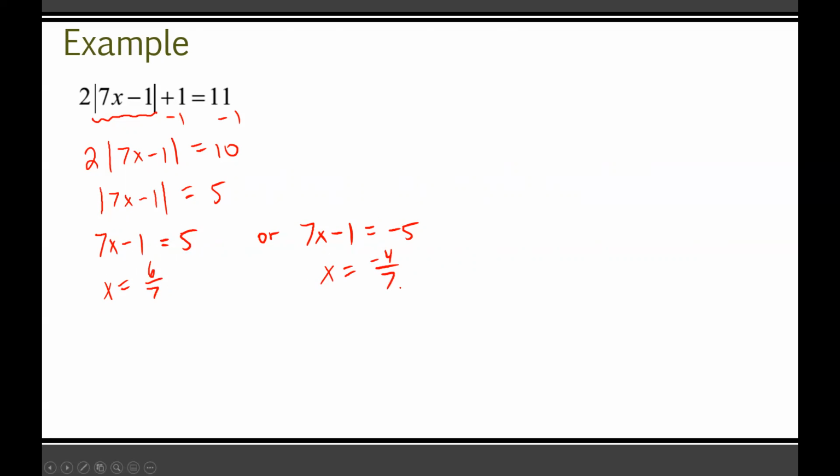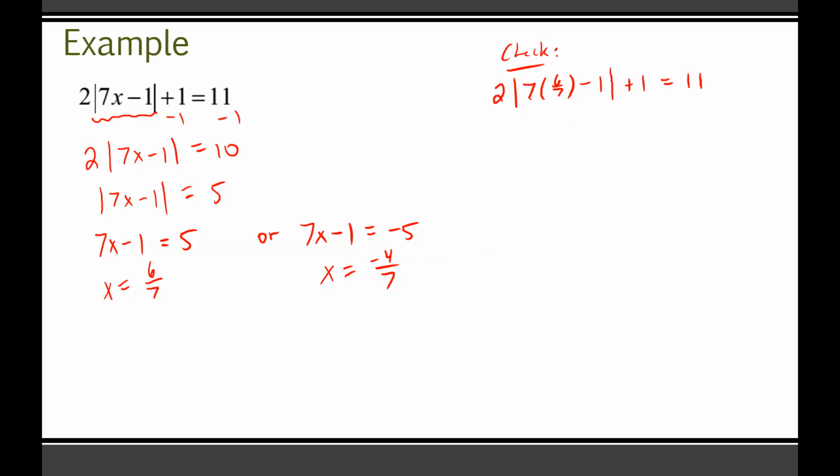Now, we got to check this. I don't feel comfortable checking it down here, so you know what? I'm going to put it over in this spot up here. I'm going to go check. Let's check the first one, 6 over 7. You got to plug it back into the original equation. Here we go. So 2 times the absolute value of 7 times 6 over 7 minus 1, plus 1 equals 11. Let's see if this is true.